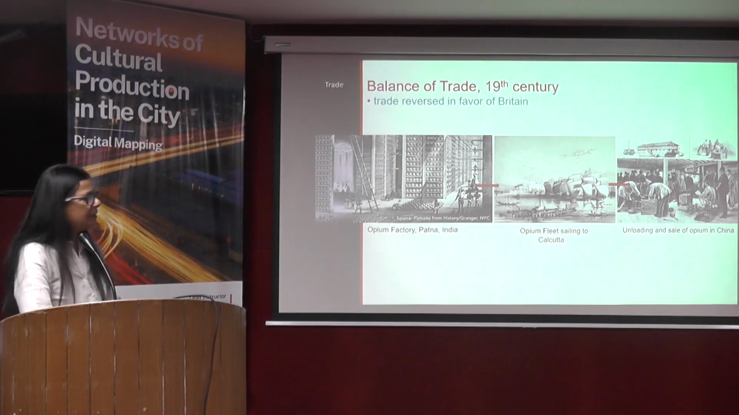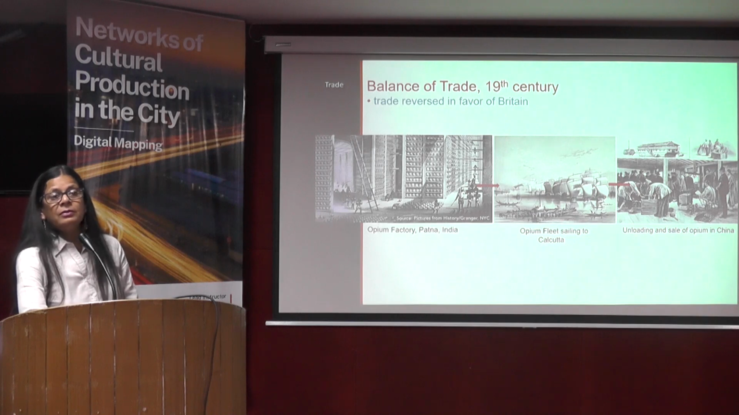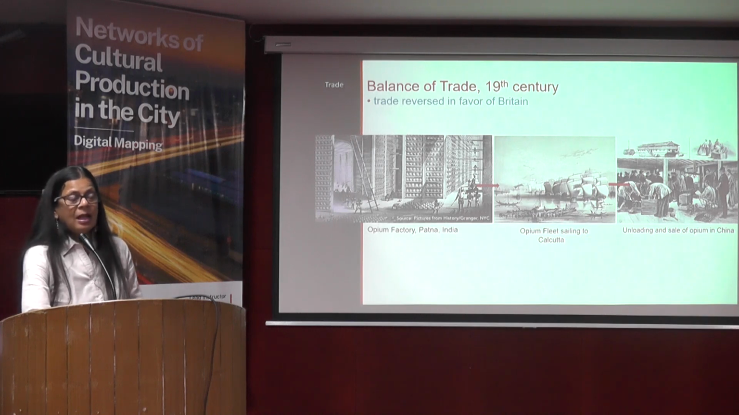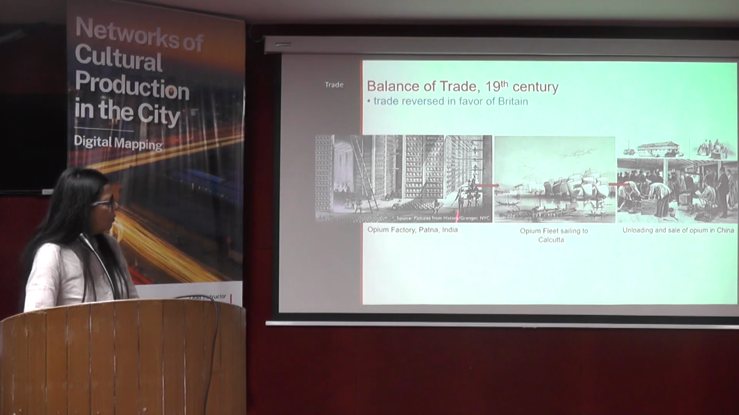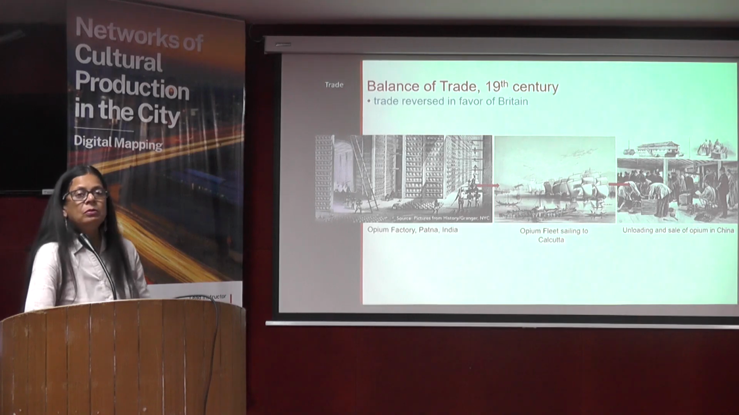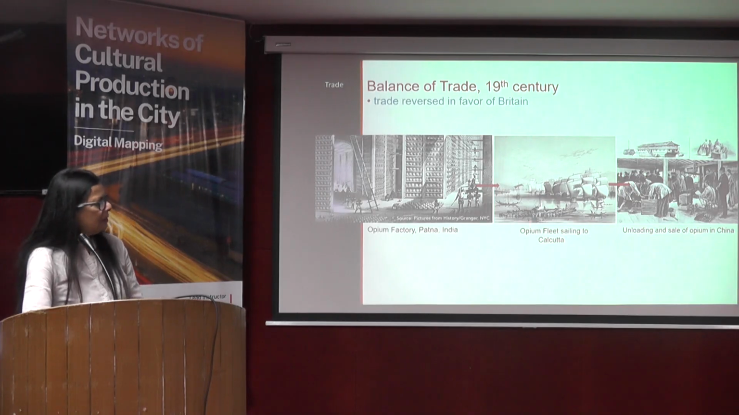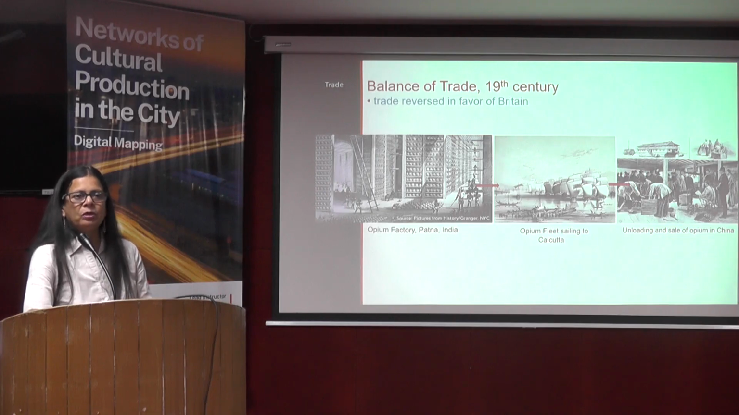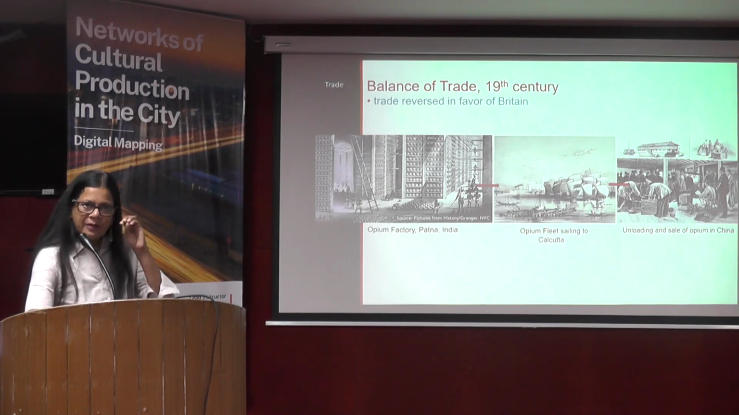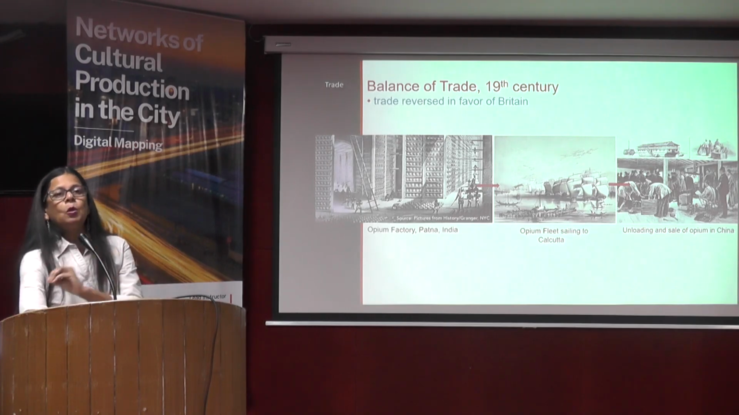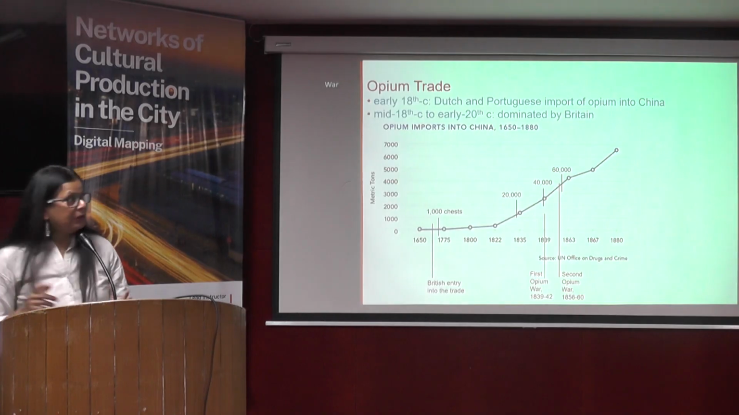So what happens in the 19th century is Britain was certainly able to reverse the balance of trade. And it was done by war. A key aspect of that was the ability to grow opium in northeastern India, and then having Calcutta as the port from which the opium fleet sailed. So these are very important nodes in the opium trade. And none of this is legal, this is all illegal.